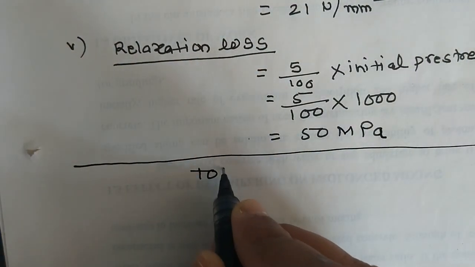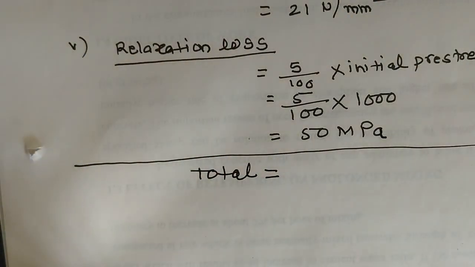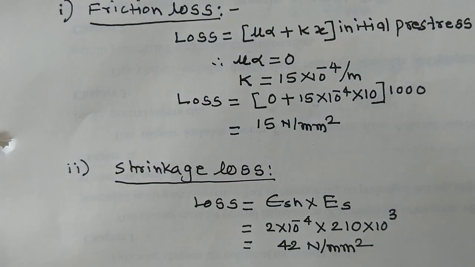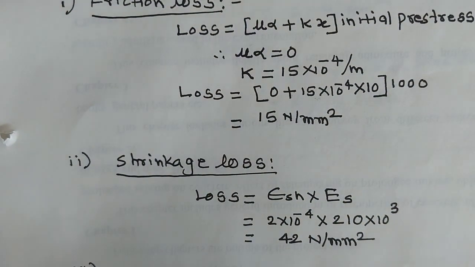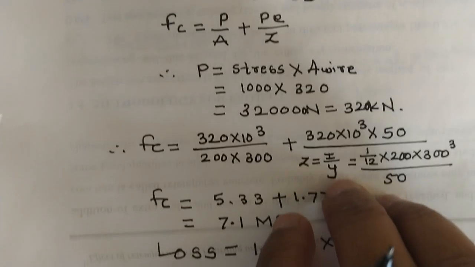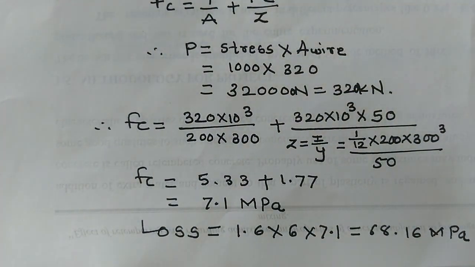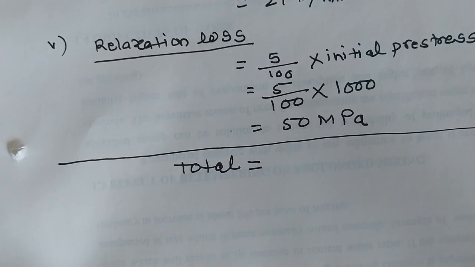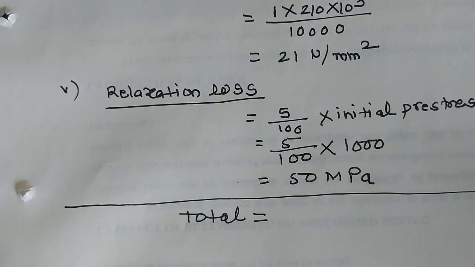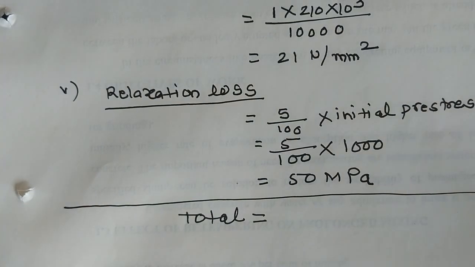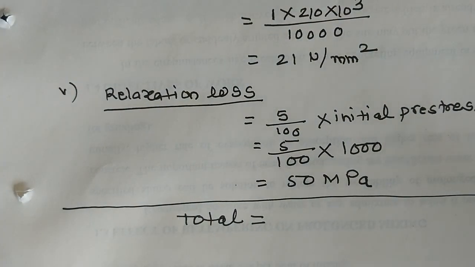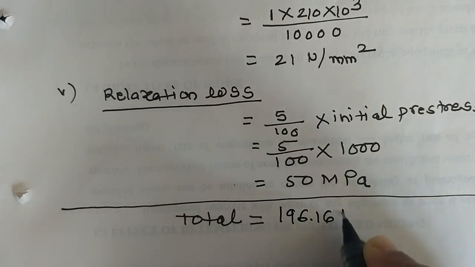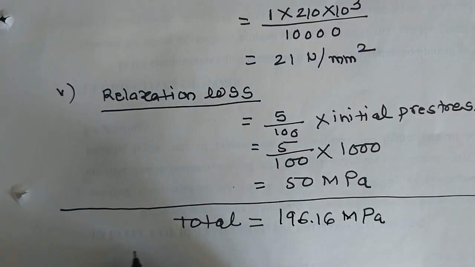You have to add all these losses. The first loss is friction loss. Second is shrinkage loss. Third one is creep loss. Fourth one is anchorage slip loss. And the fifth one is relaxation loss. The total is 196.16 megapascal.